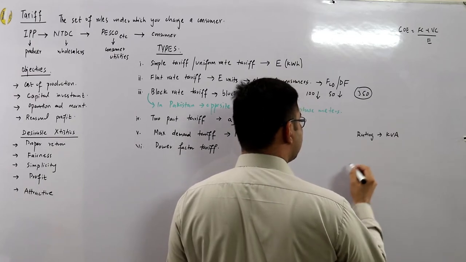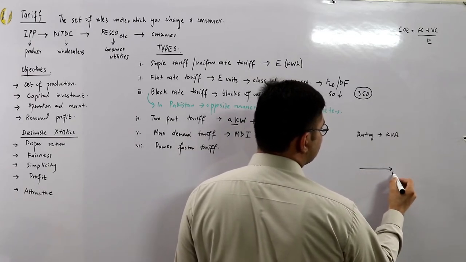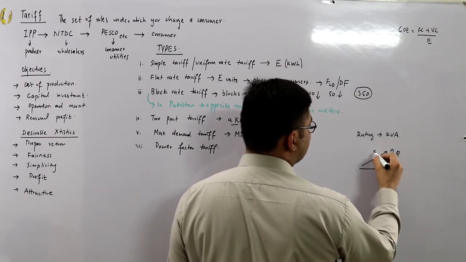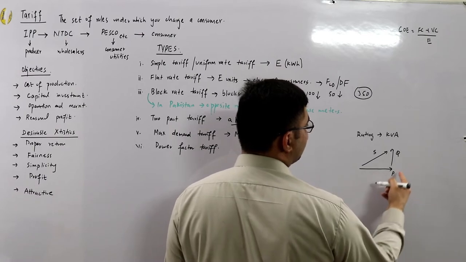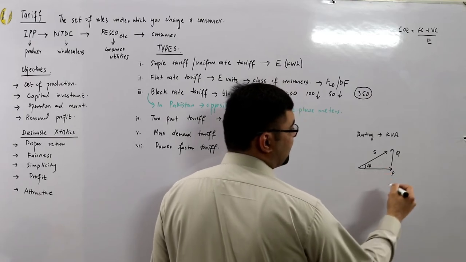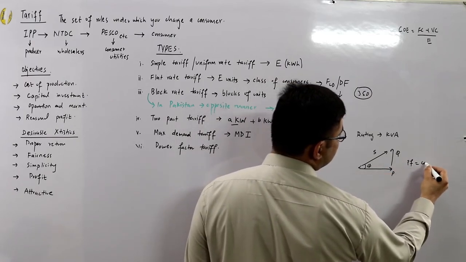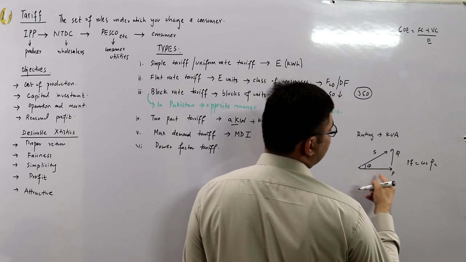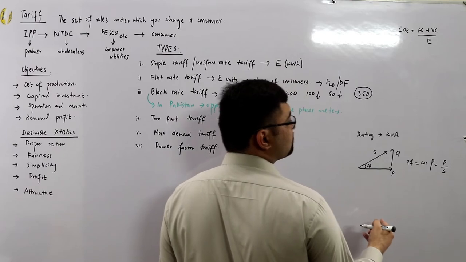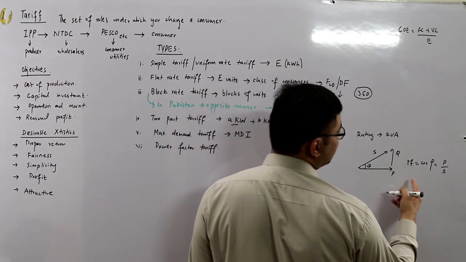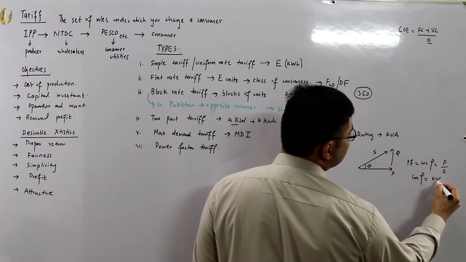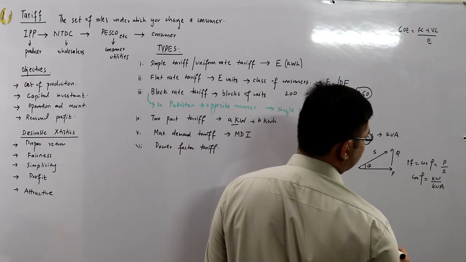You've got your power triangle, where P is over here, Q is over here, and S is over here. So S is the KVAs, P is the kilowatts, Q is the KVARs, and this phi, so cos of phi, is your power factor. Power factor is cos of phi, P by S. Which means the power factor is the kilowatts to KVA ratio, right?